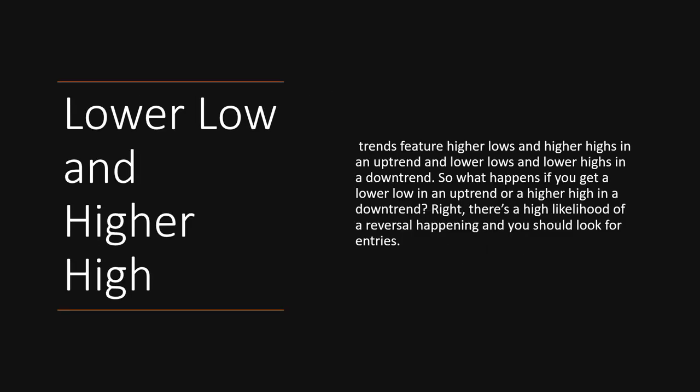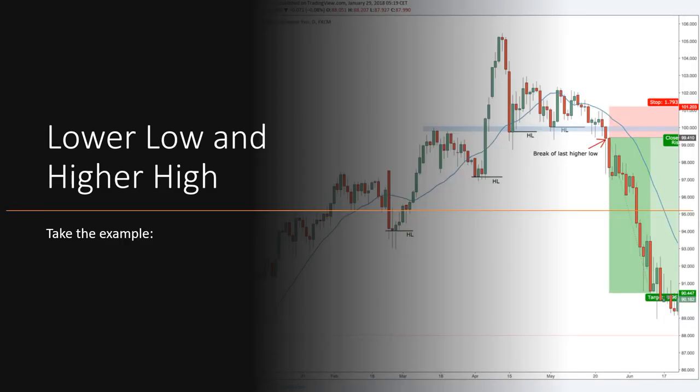So trends tend to feature higher lows and higher highs in an uptrend, and lower lows and lower highs in a downtrend. So what happens if you get a lower low in an uptrend or a higher high in a downtrend? Right, there's a high likelihood of reversal happening and you should look for an entry.